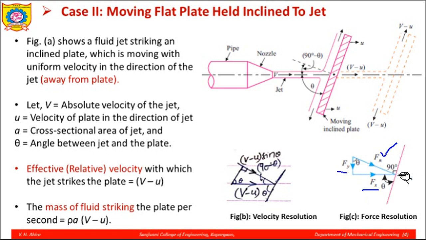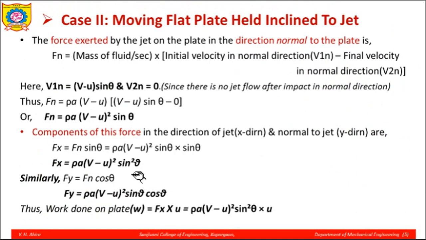So again we have to construct this force triangle. This inclination is theta, so this becomes a right angle triangle. Therefore Fx is nothing but Fn sin theta, and Fy is nothing but Fn cos theta, because this theta angle will go inside this right angle triangle. You have to construct this force triangle and make a simple trigonometric analysis, and you will be able to resolve this. So Fx is equal to Fn sin theta.